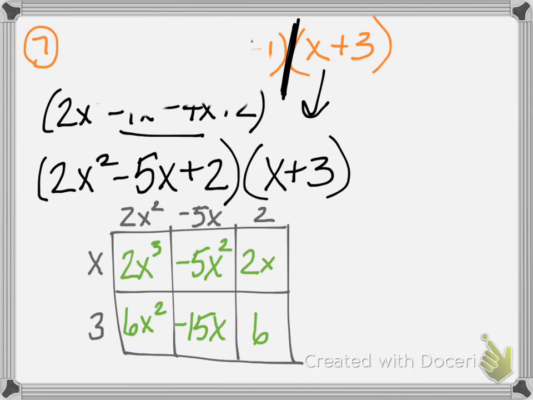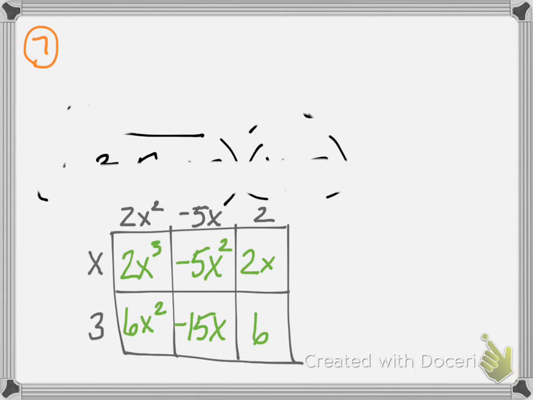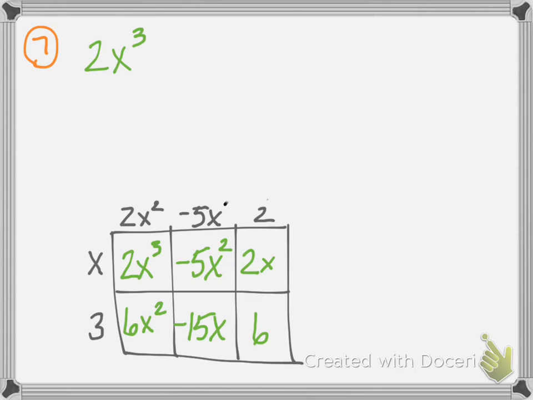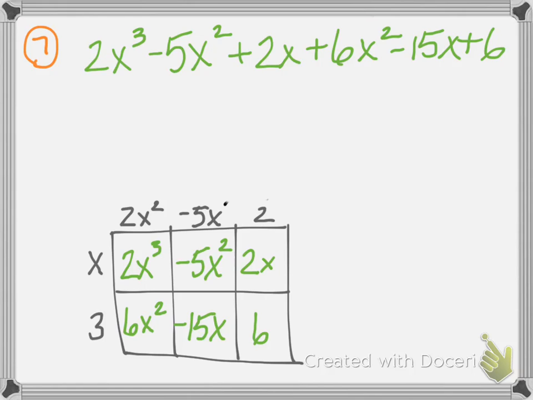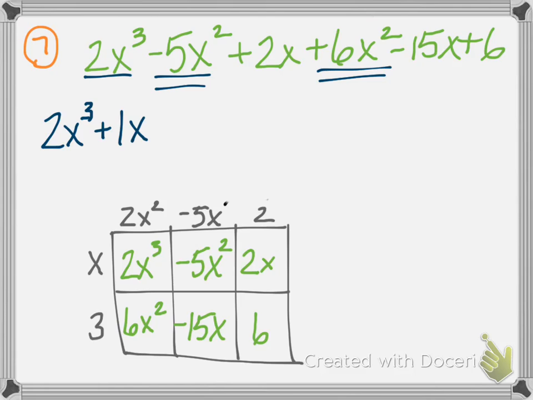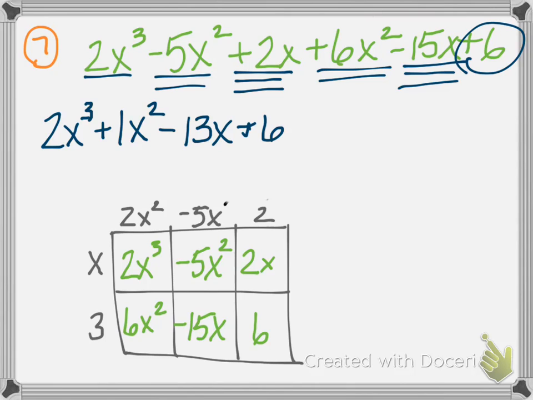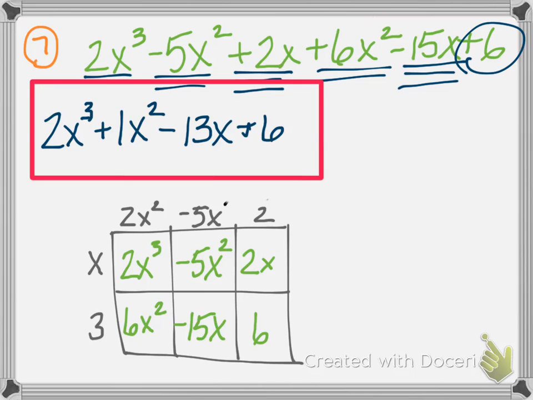All right, let me erase these guys again so that I can write out this long polynomial here, and then we'll combine our like terms and be done. So 2x to the third minus 5x squared plus 2x plus 6x squared minus 15x plus 6. Going through like terms, 2x to the third, there is none, so 2x to the third stays. Negative 5x squared, positive 6x squared, so that leaves me with just 1x squared. Positive 2x, negative 15x makes negative 13x, and on the end, just a plus 6. Ta-da! 7 is done, so is section 3.